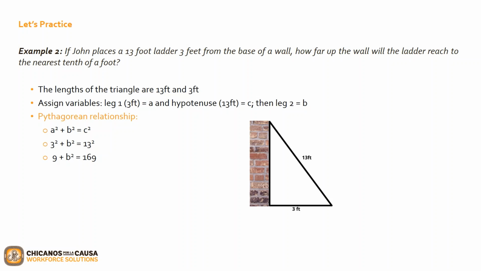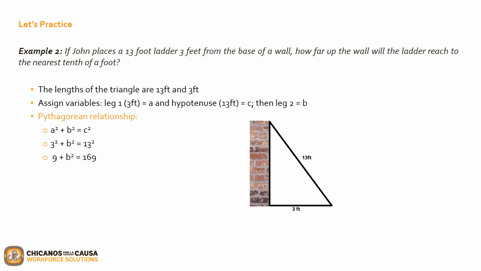So now, in order to find the variable of b squared, we have to subtract the 9. We have to do the opposite of what is there. So right here we have a positive 9, so we have to subtract 9 in order to remove it from the left side. But the same thing that we do on the left side, we have to do on the right side.